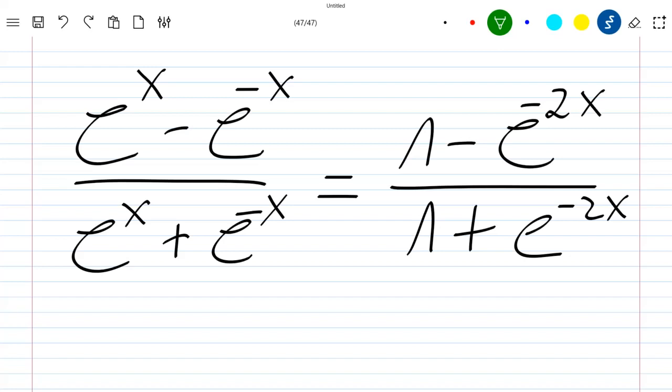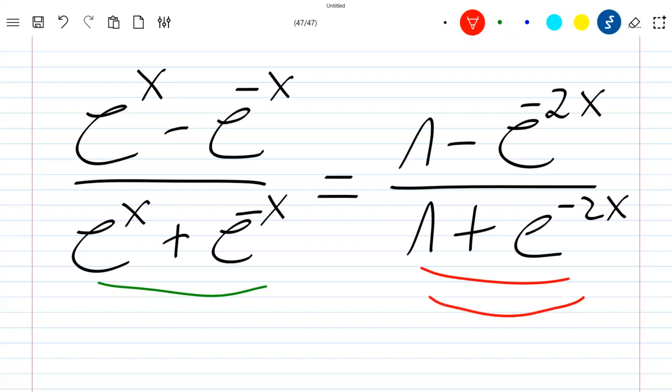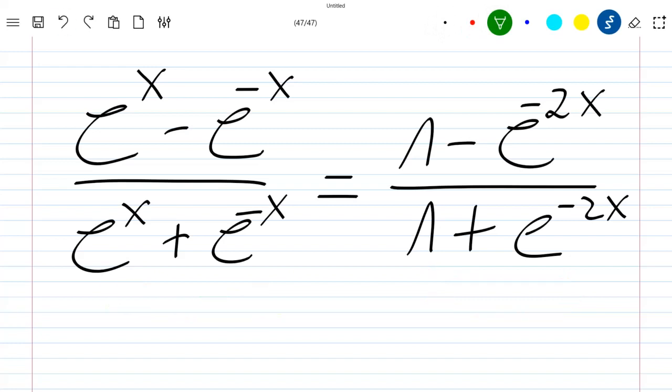So we are going to first consider this one and show that it is equal to this one. And then we are going to take this and show that it is equal to this one. So let's just show it.